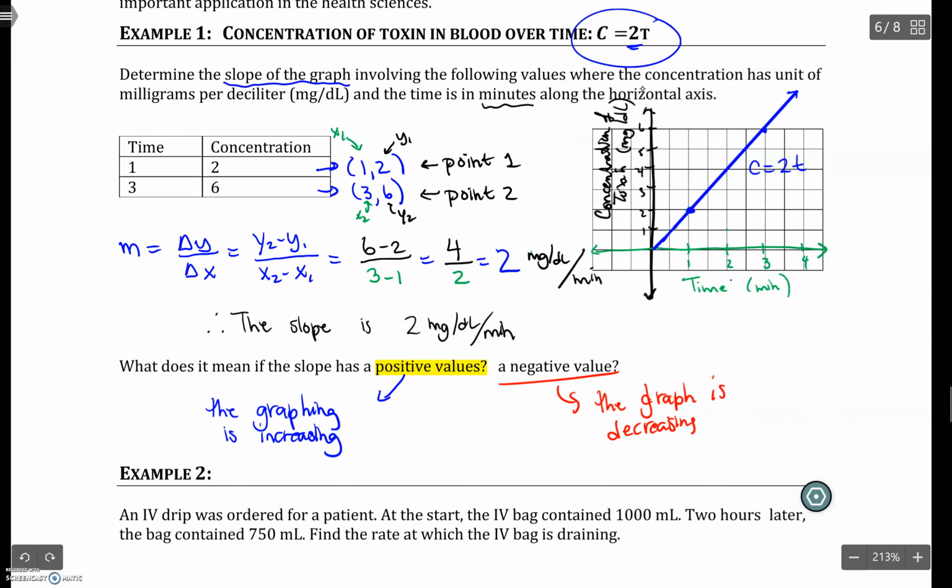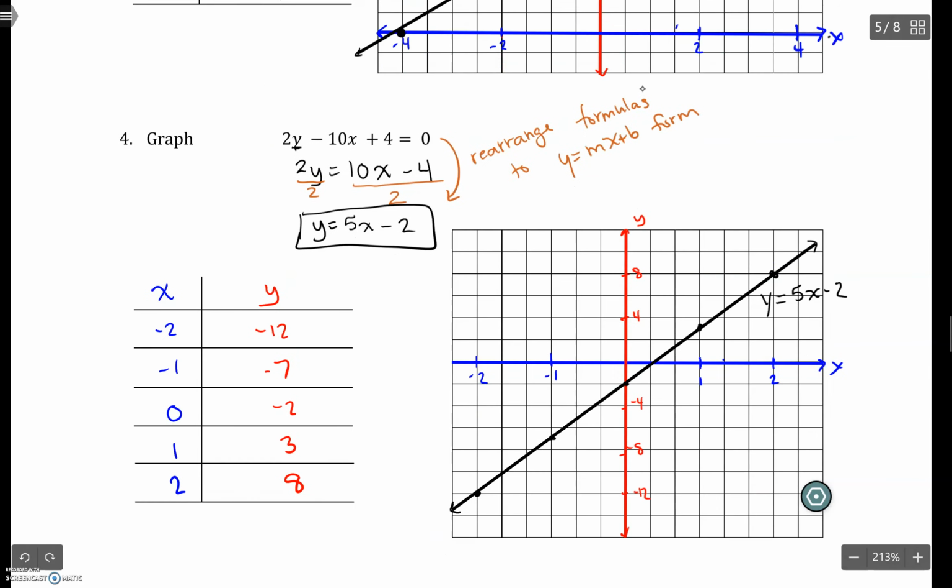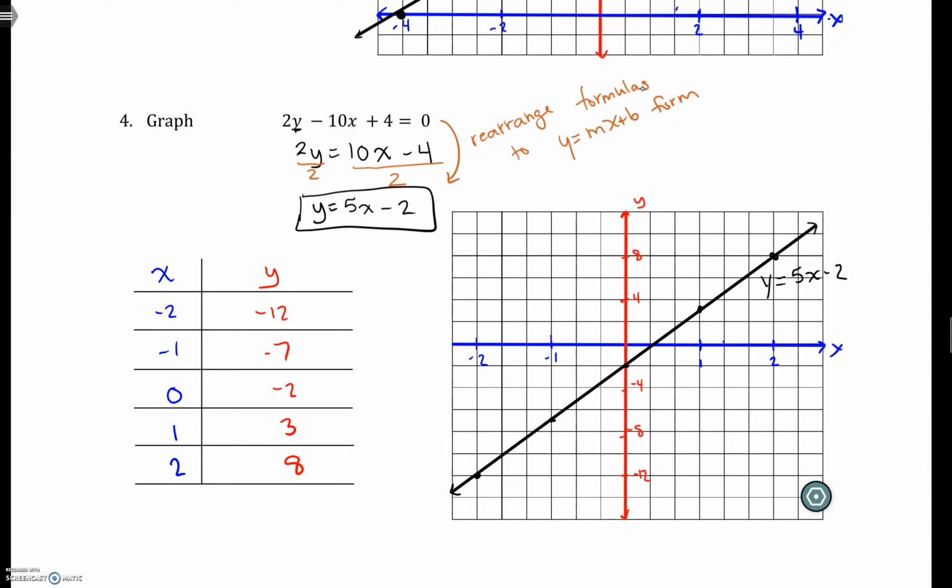If we look back at some of the other graphing practice questions we went over in the previous examples, you'll notice where the slope was positive, our graph is increasing. Here we have a slope of positive 5. Our graph is increasing by 5 in the y value for every increase of 1 in the x value.